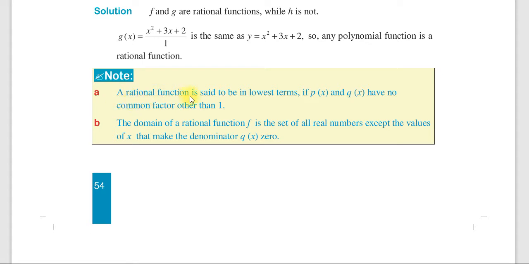Note: a rational function is said to be in lowest terms if p of x and q of x have no common factor other than 1.